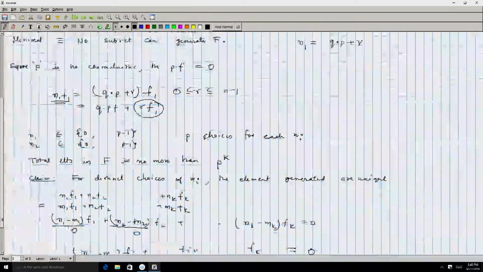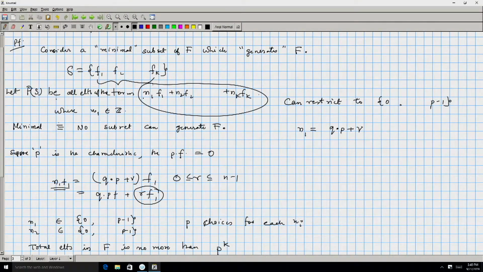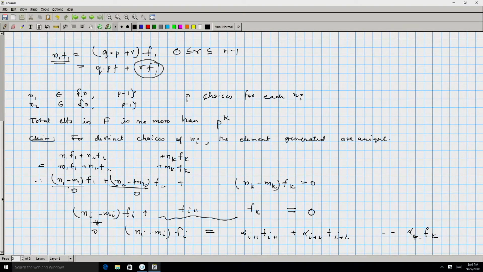This would mean that in this collection f1 to fk, which we assumed is minimal, one of the elements can be expressed as a linear combination of the other elements. So there is a smaller set, namely S minus fi, which generates the same collection. That contradicts our initial assumption that S was the minimal such set. And therefore we can conclude that our claim is valid.